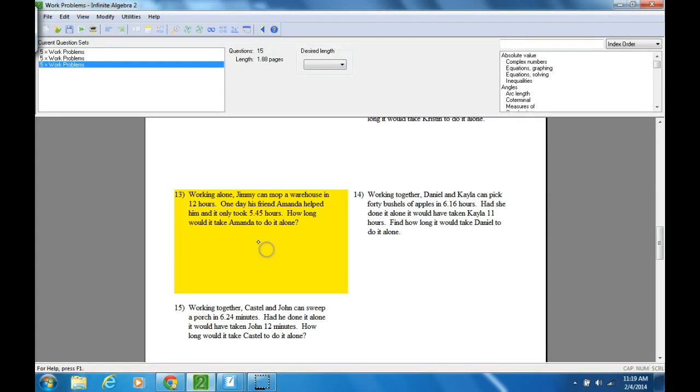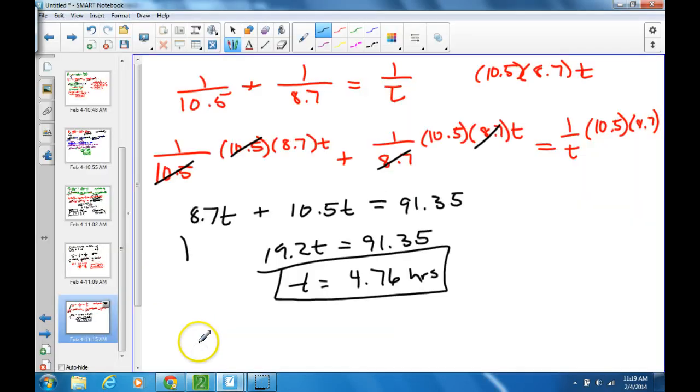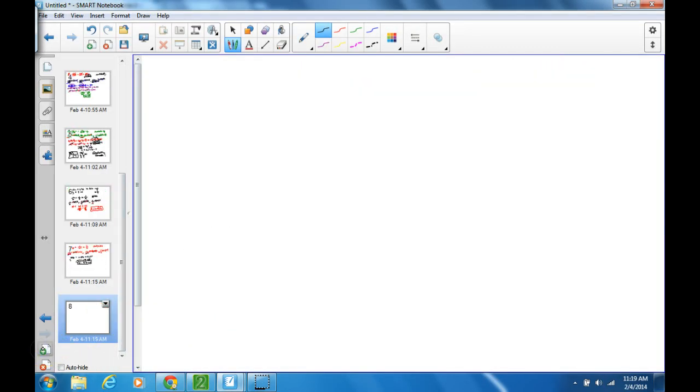Let's look at 13. It says, working alone, Jimmy can mop a warehouse in 12 hours. One day, his friend Amanda helped him, and it only took 5.45 hours. How long would it take Amanda to do it alone? So the only difference between this one and the other two is that they gave you the total already, and you're finding an individual. Okay? So let's go to a new page.